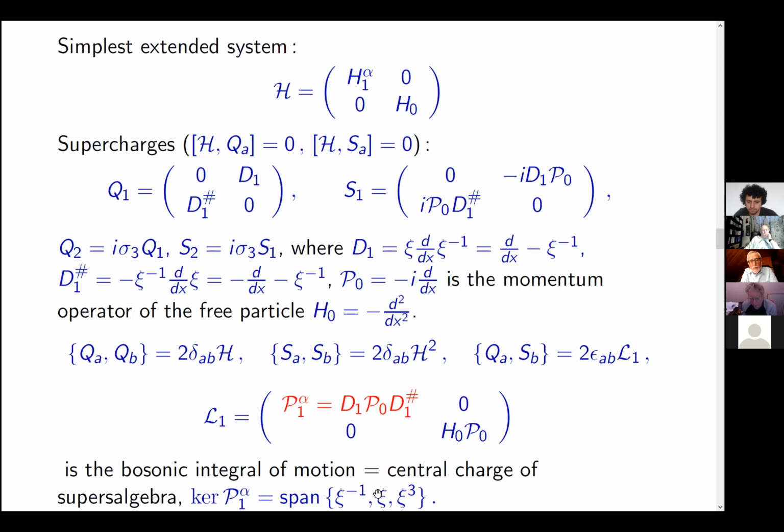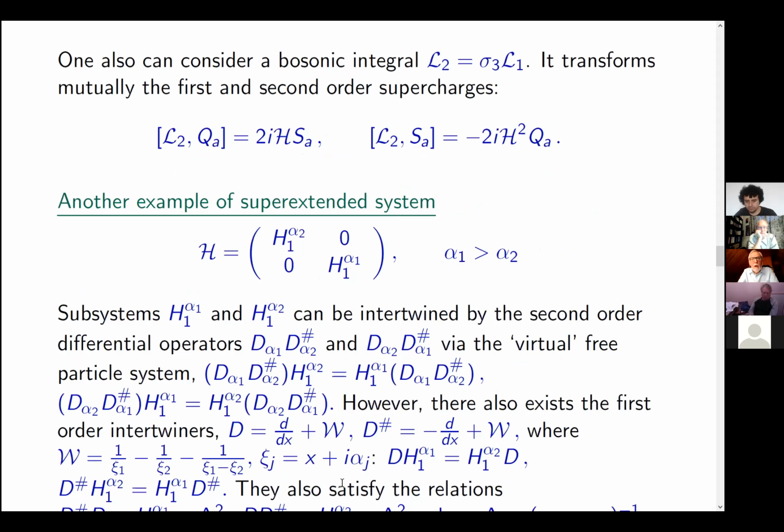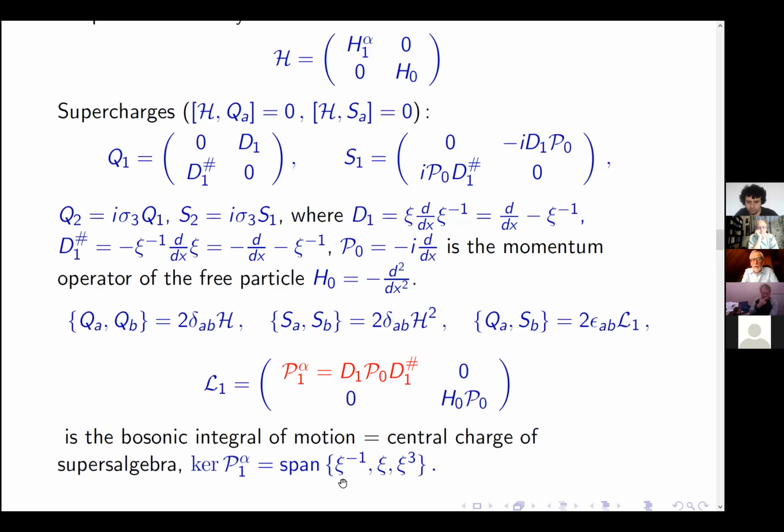Or if you apply to these states the same PT-regularized Calogero Hamiltonian operator, these non-physical states will be transformed into the zero energy eigenstate of the PT-regularized Calogero subsystem.